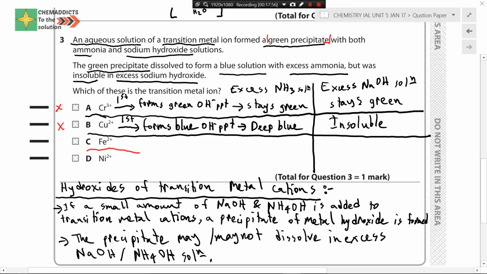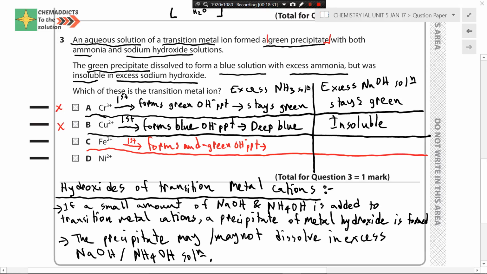Now let us look at iron 2 plus. Okay, so let's see what it gives. First it forms mud green hydroxide precipitate. So iron 2 plus first forms mud green hydroxide precipitate with ammonia and sodium hydroxide solutions.